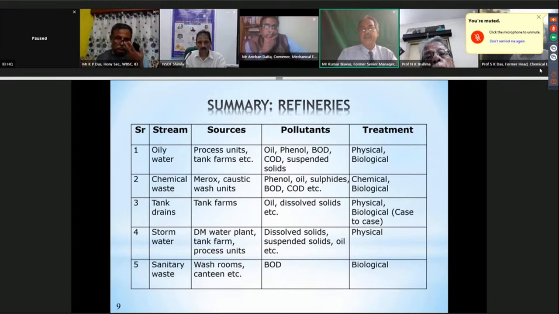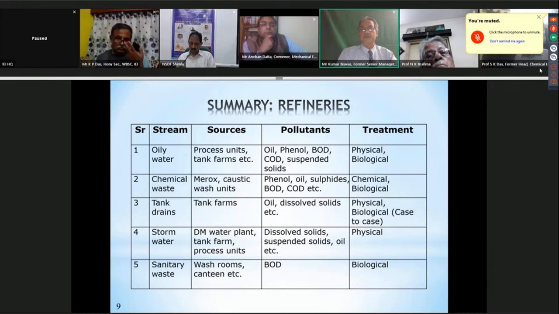Merox unit and caustic wash unit have wastewater which has a lot of chemical waste, like phenol, sulfides, oils, BOD, COD. Those are subjected to chemical and biological processes. The tank farms generate tank drains, which have some dissolved solids and liquids. Those are treated through physical and biological processes on a case-to-case basis.